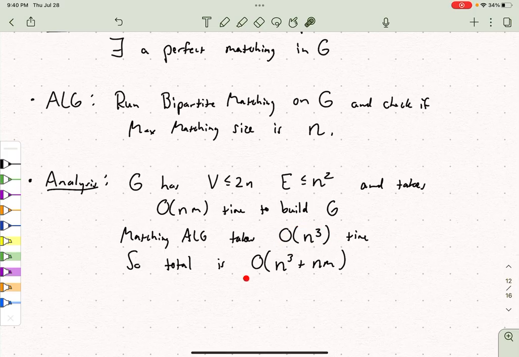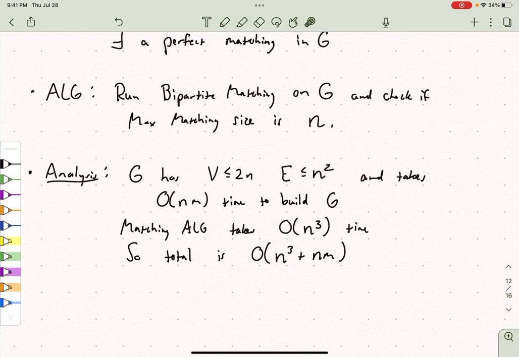So the total will be O of n cubed for the matching part and O of nm for building G. And we can't remove either of them because m could be possibly huge. So maybe you have just one hole and one starting point, but a ton of borders, in which case this part will dominate. Otherwise, if m is pretty small, then this part will dominate. So that's how we do this.